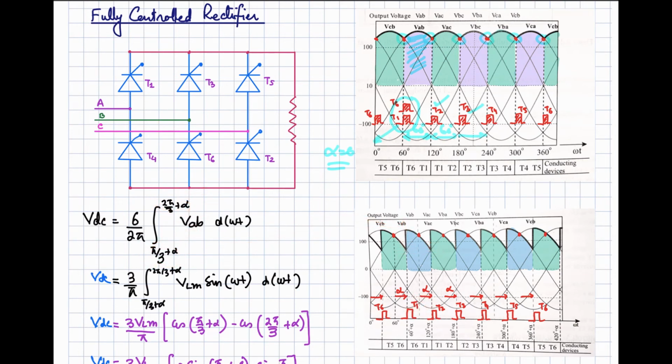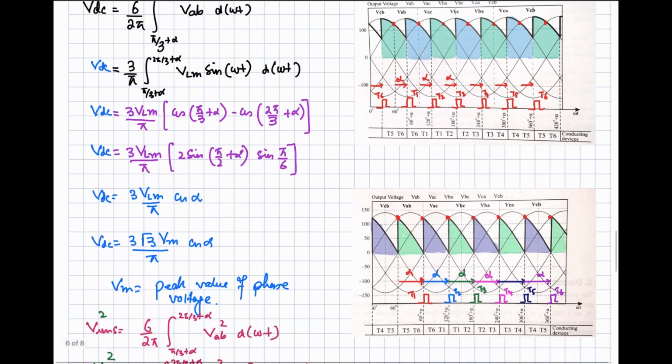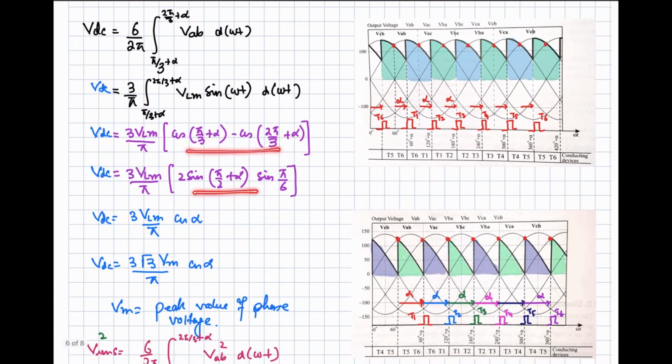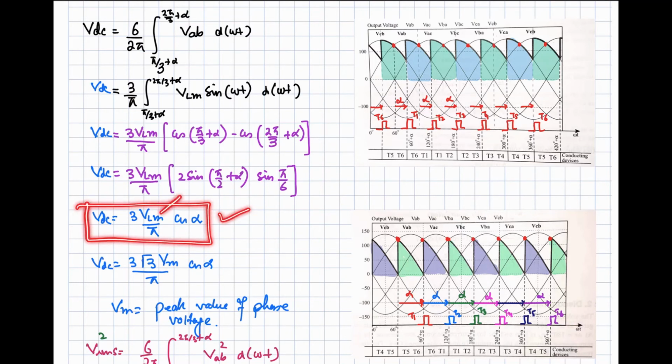And this will be repeated 6 times: 1, 2, 3, 4, 5 and 6. So it will be repeated 6 times, so multiply it by 6. So you will get the total area, and to get the average you divide by 2 pi. If you take the expression for VAB, it is a sinusoidal waveform, sin of omega t, as you can see over here. Now if you simplify, applying trigonometric identities, you will get the DC voltage given by this expression, where VLM is the peak value of the line voltage.